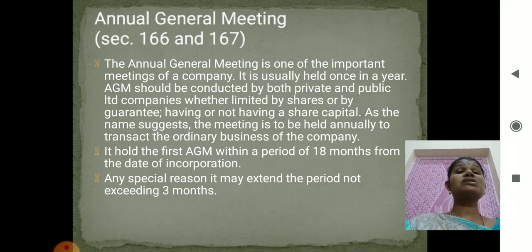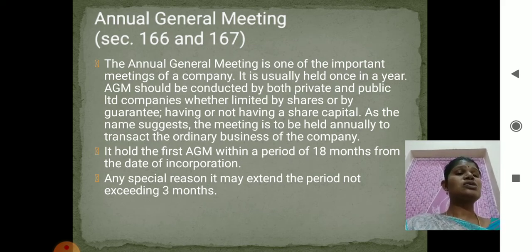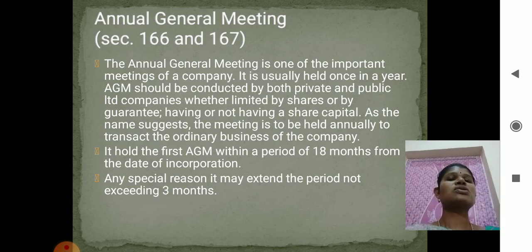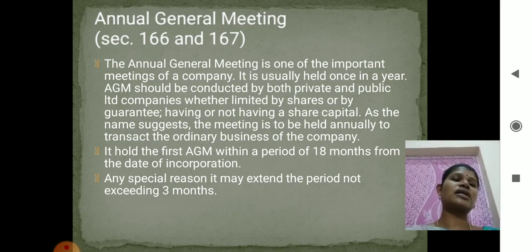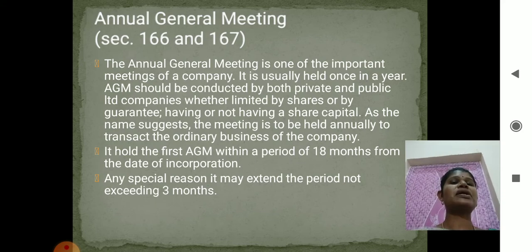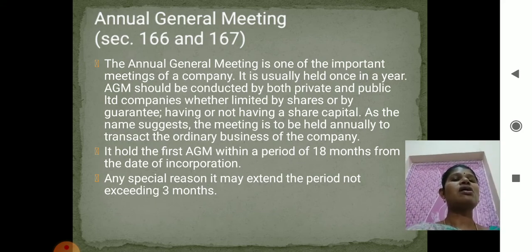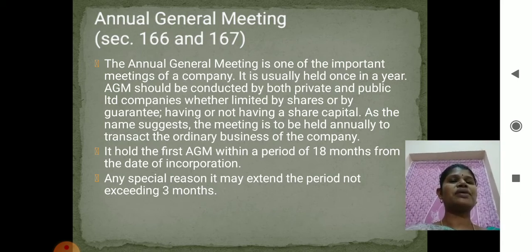The annual general meeting is a very important meeting. It is usually held once in a year. The annual general meeting is conducted by both private companies as well as public companies, whether limited by shares or by guarantee, having or not having a share capital. And the meeting is to be held annually to transact the ordinary business of the company.